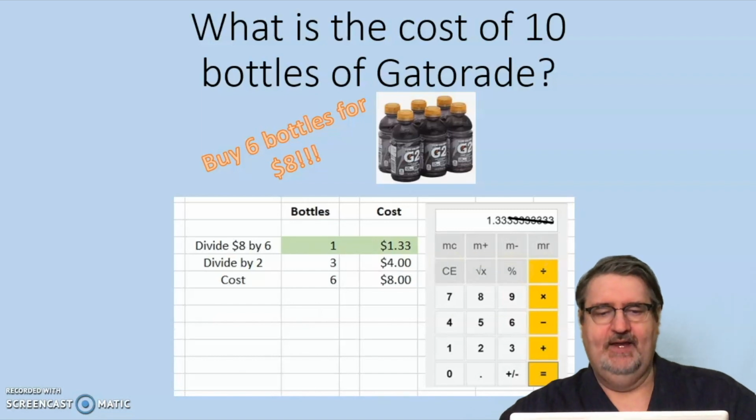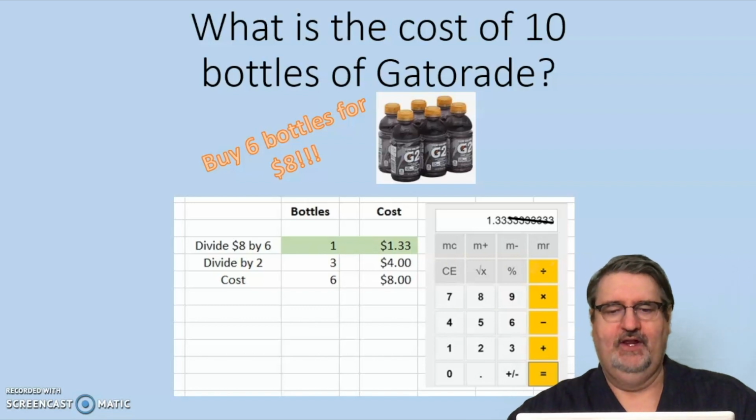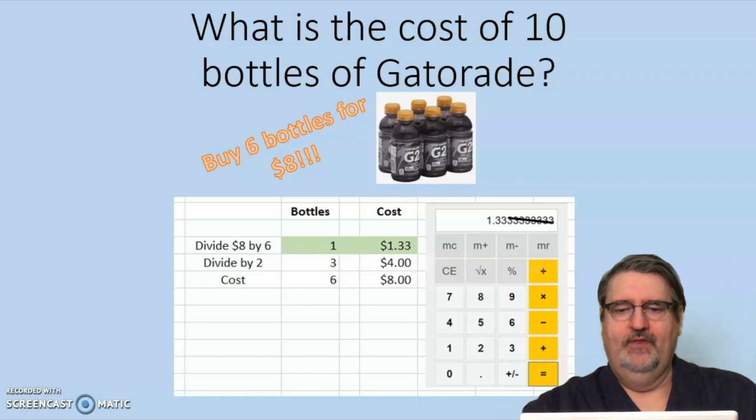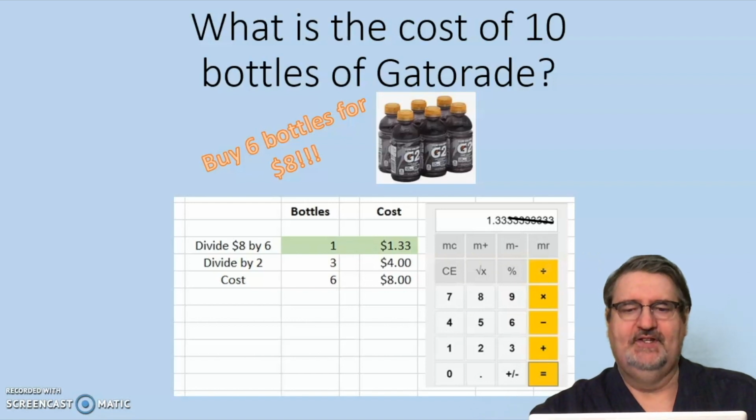And if you divide by 6, then you get 1.33333333 on a calculator. But since we're talking money, we're only going to call it $1.33 and use only the first 2 digits beyond the decimal. So we know that 1 bottle costs $1.33. The question asked, what is the cost of 10 bottles of Gatorade?